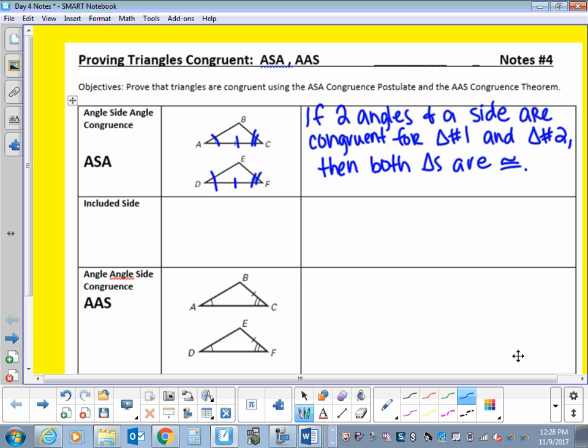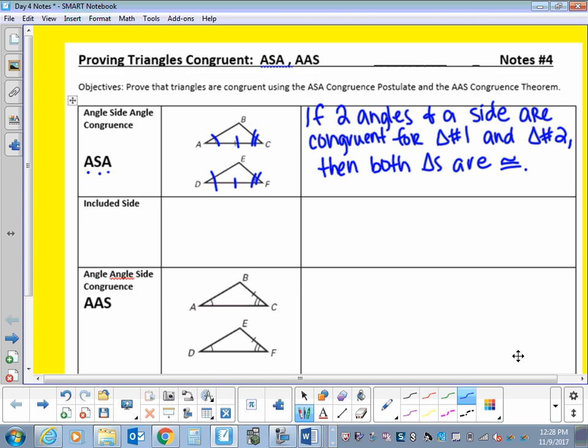Basically, if you have two angles and one side of one triangle, and there's another triangle that looks exactly like it, then both triangles are congruent. Wait, a side or congruent what?